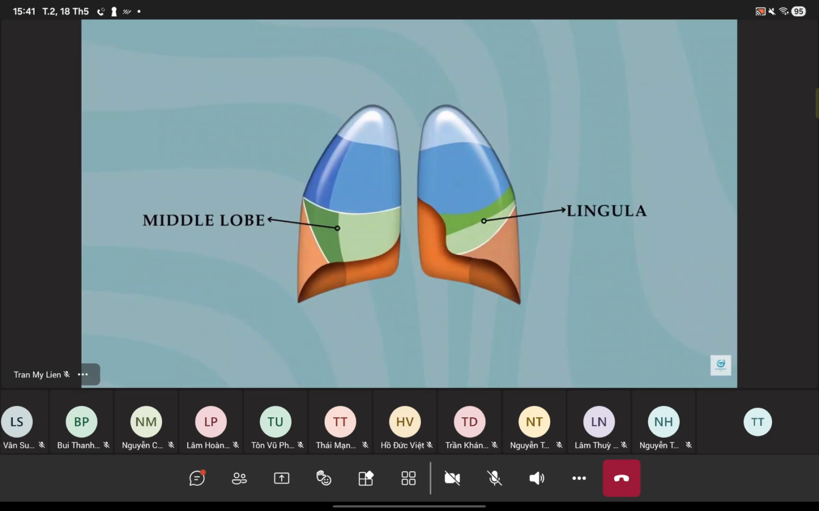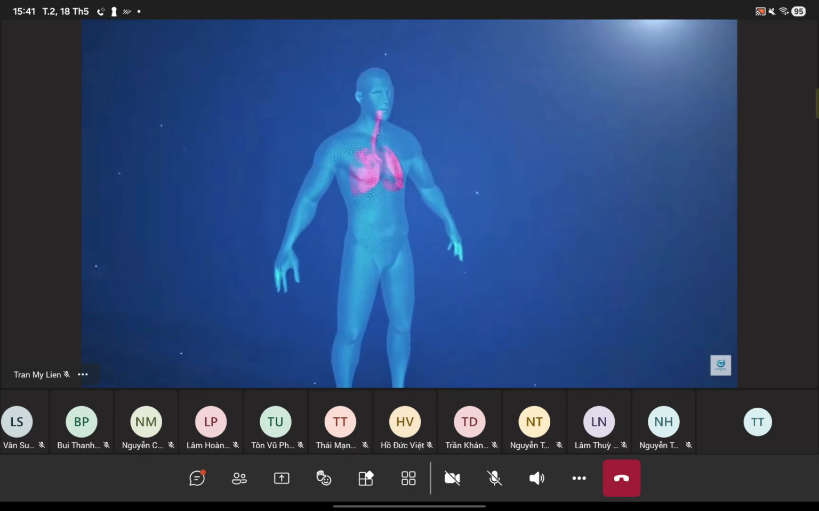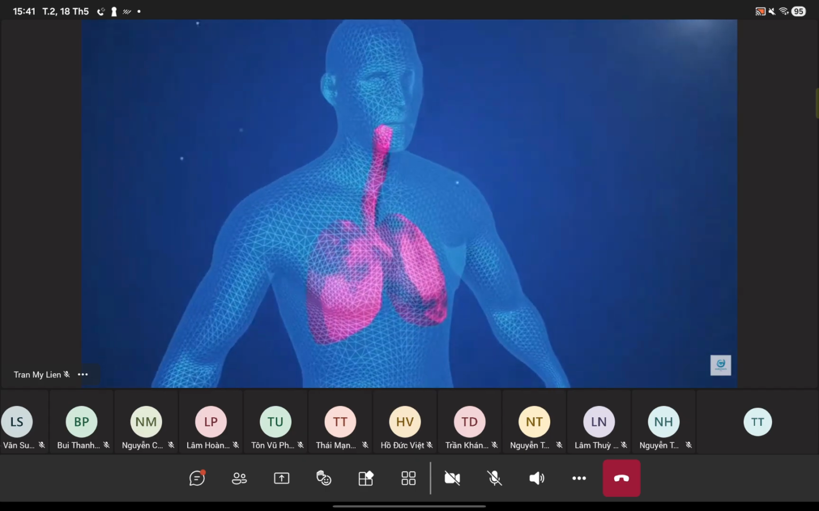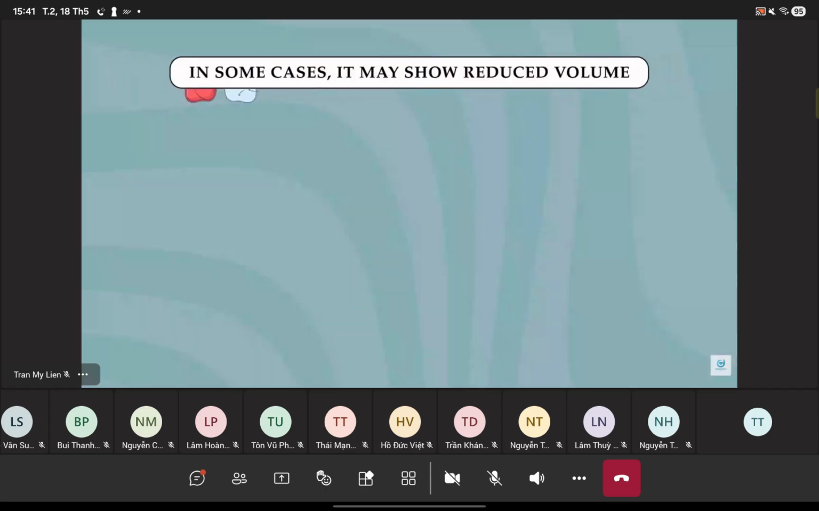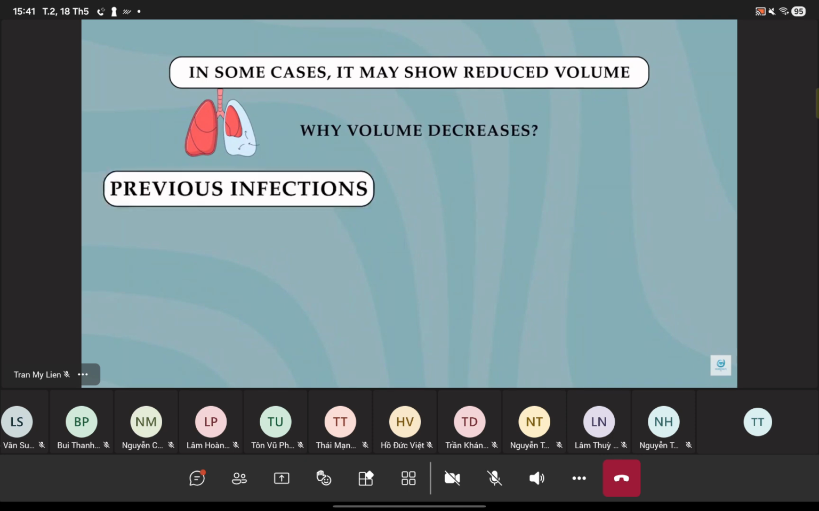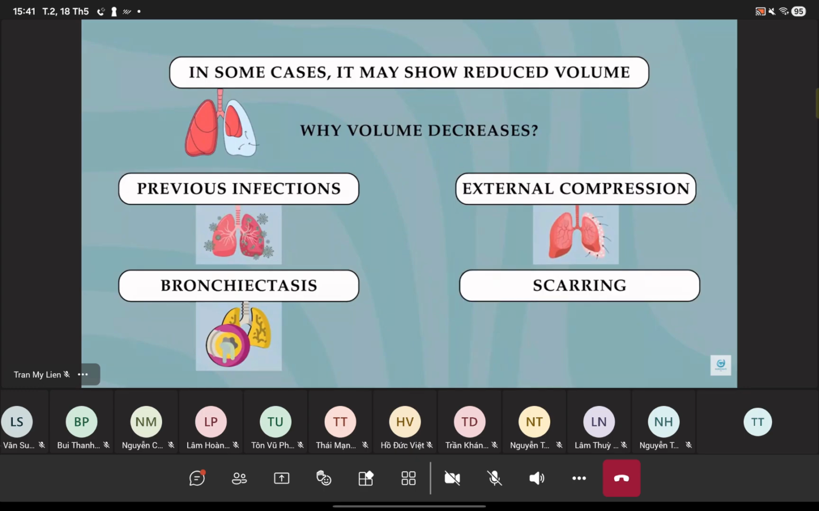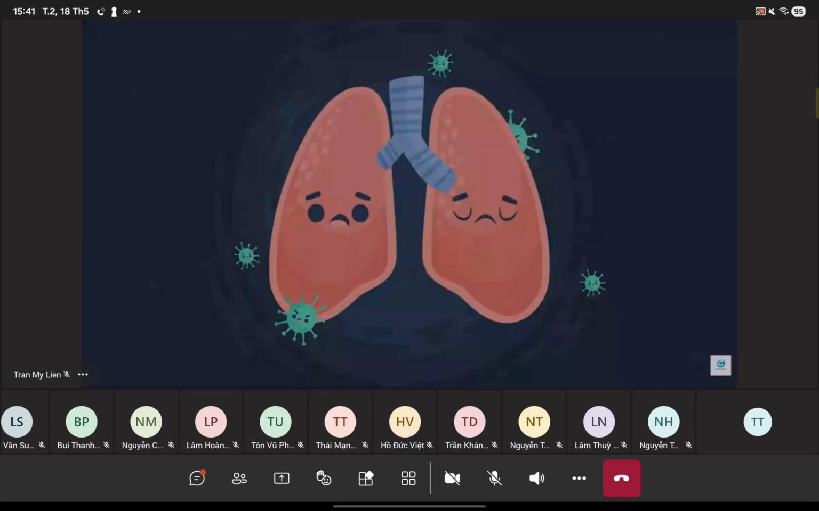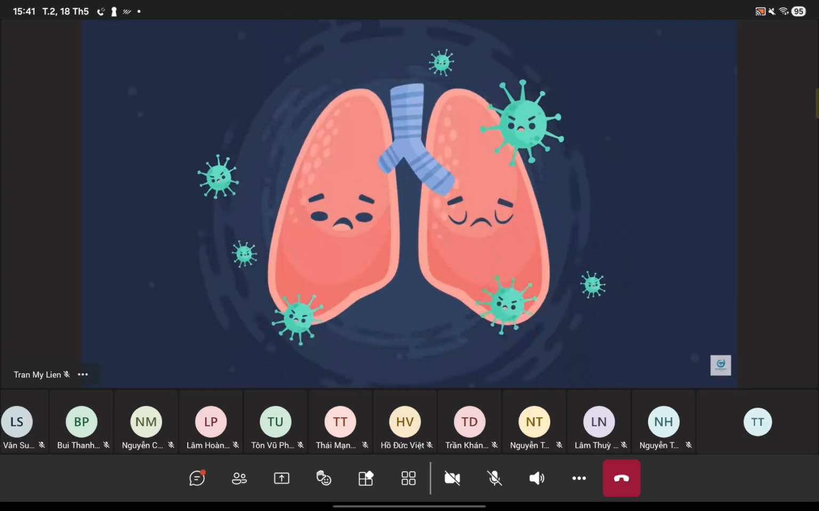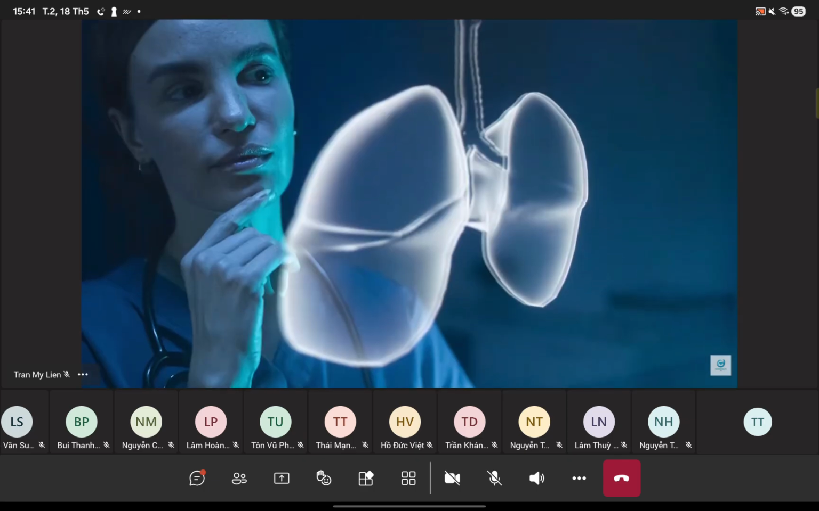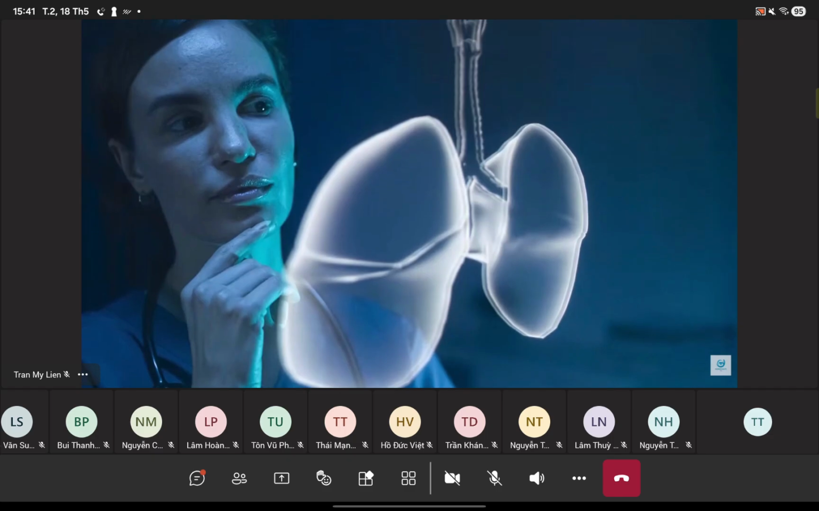It's a narrower, more angled area, which is why it is more prone to atelectasis, infections, or drainage issues. In some cases, it may show reduced volume, often due to previous infections, bronchiectasis, external compression, scarring. A reduced volume lingula ventilates poorly and is more prone to stasis and infections, so it should always be considered during respiratory assessment.